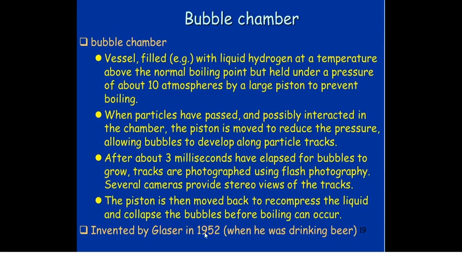Invented by Glaser in 1952, the bubble chamber is a high-energy particle detector. Various liquids have been used in this bubble chamber. Glaser used ethyl ether. Later liquid hydrogen, deuterium and helium were also used in this chamber. Heavy liquids such as pentane, propane and xenon have also been used. So that's about the bubble chamber and cloud chamber.